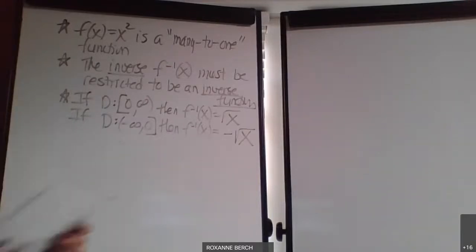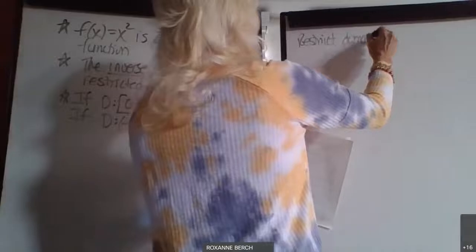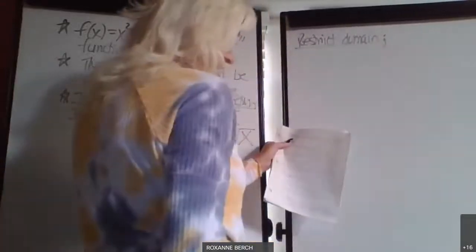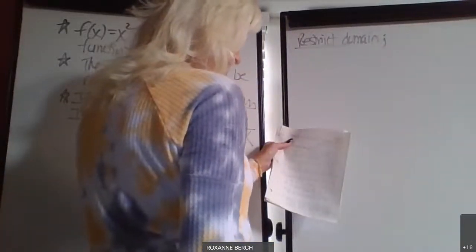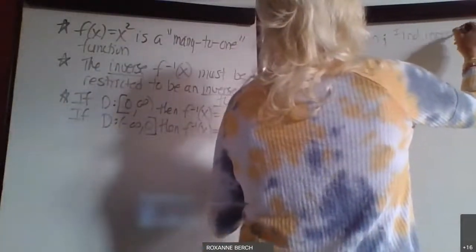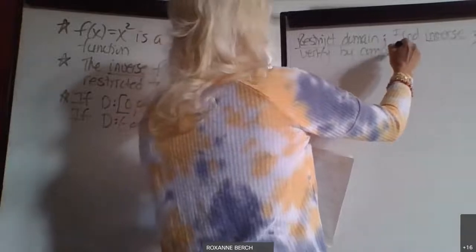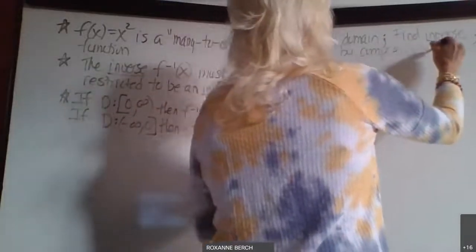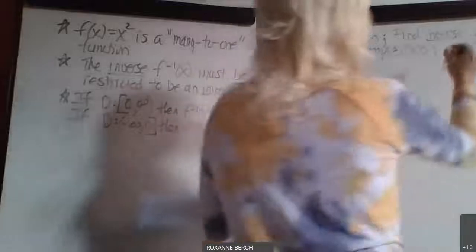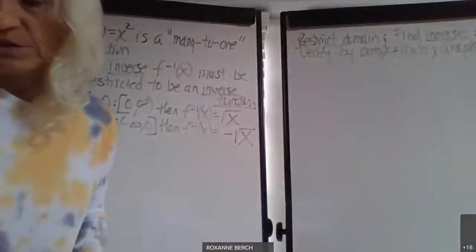Okay, now let me show you everything we have to do here. They're going to want us to restrict the domain. They're going to want us to find the inverse. They're going to want us to verify by composition that they are inverses. And then they're going to want us to graph the function and its inverse.